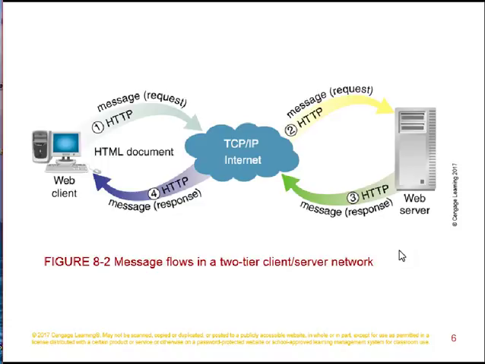Here's a message flow in a two-tier client-server network. An HTTP request is made and it's sent to the internet. It's received by the web server that formulates a response. The response is sent to the internet, and finally the response makes its way back to the web client.